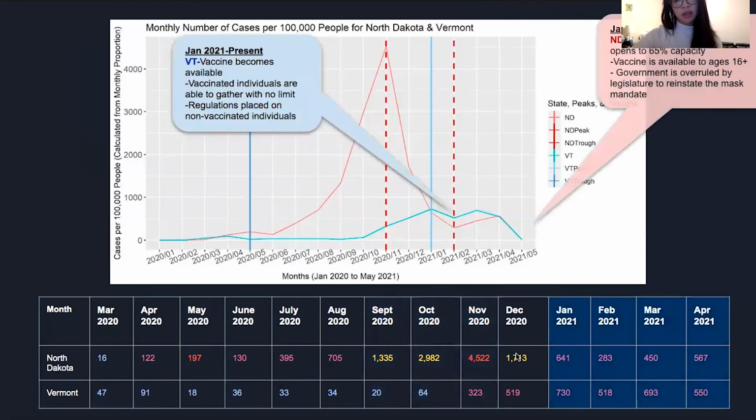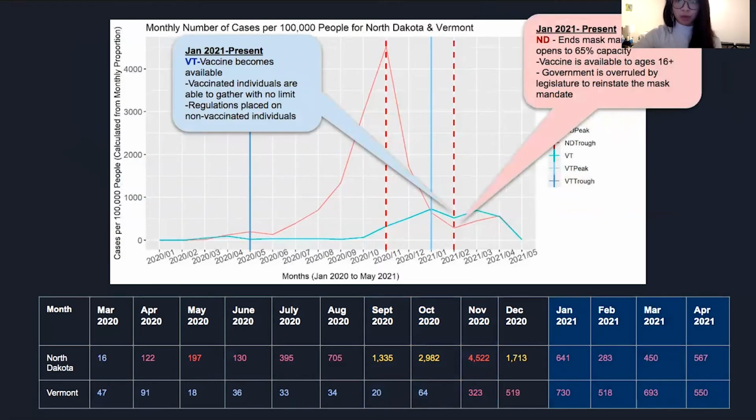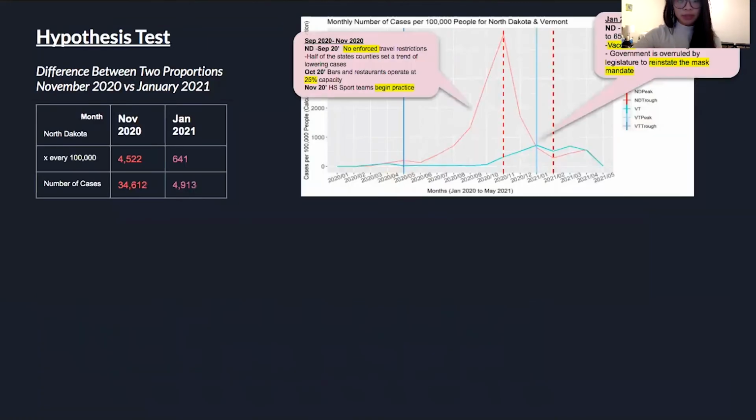Currently, the situation is a lot better as vaccines have become available for both states. The vaccine is now available for people 16 and older, and they also reinstated the mask mandate and overruled the government. Now let's put this to the test.